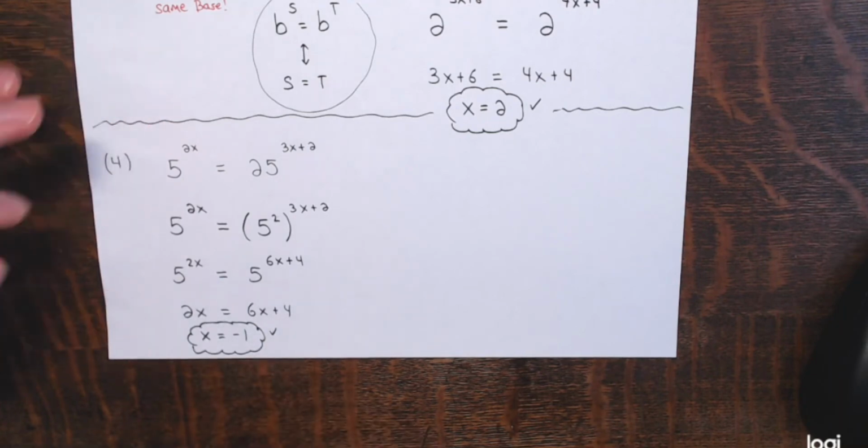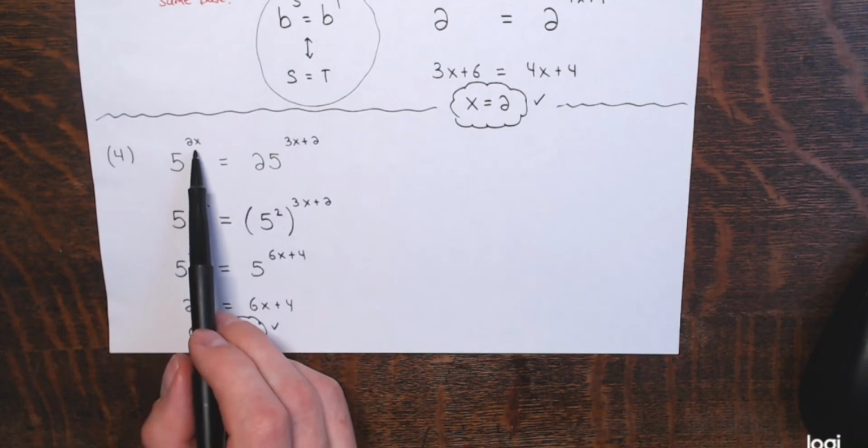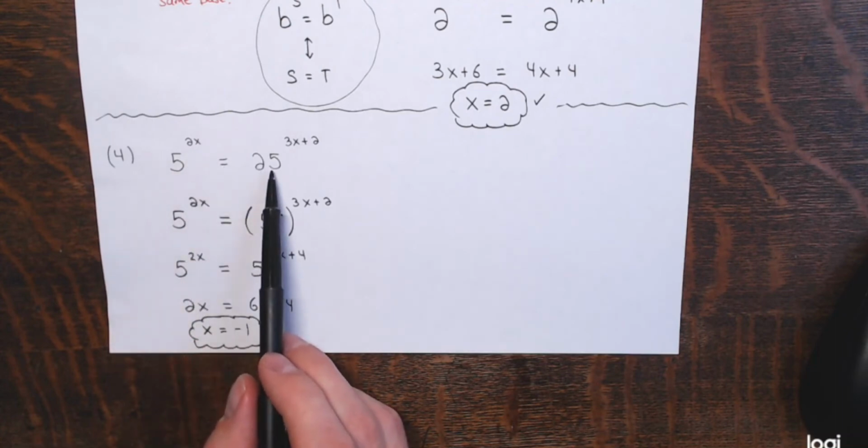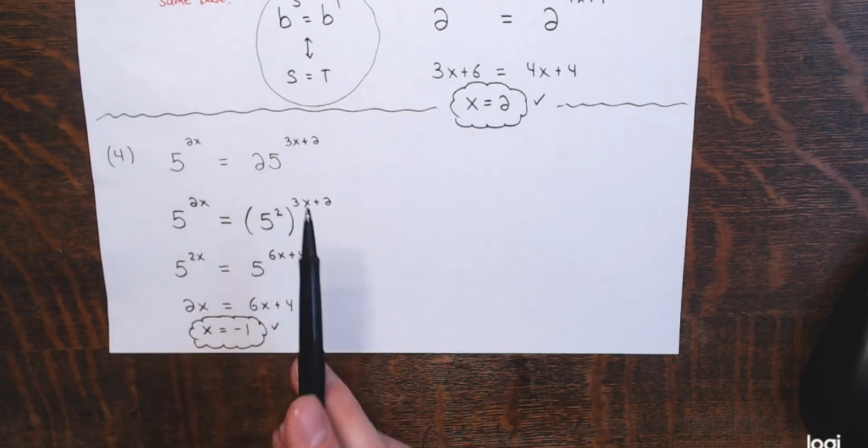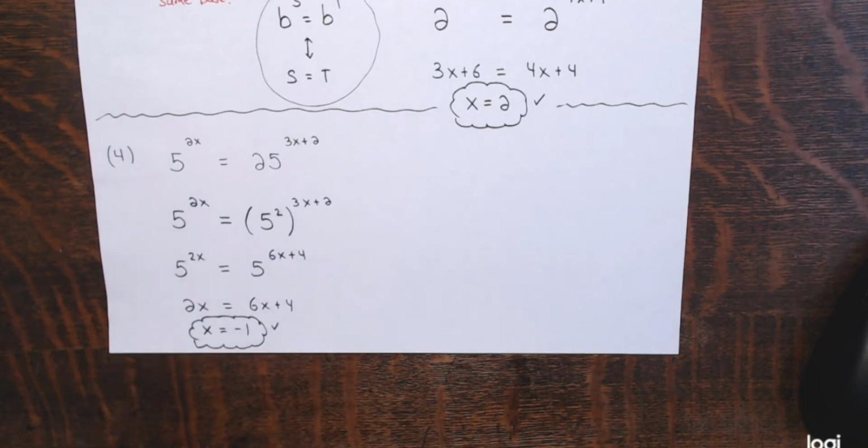And if you want to check, you plug in negative 1, you'd have 5 to the negative 2nd on the left, and then 25 to the negative 1st on the right, which is, they're both 1/25. That's true. They have 1/25 equals 1/25. So this is a valid solution, negative 1 for x.